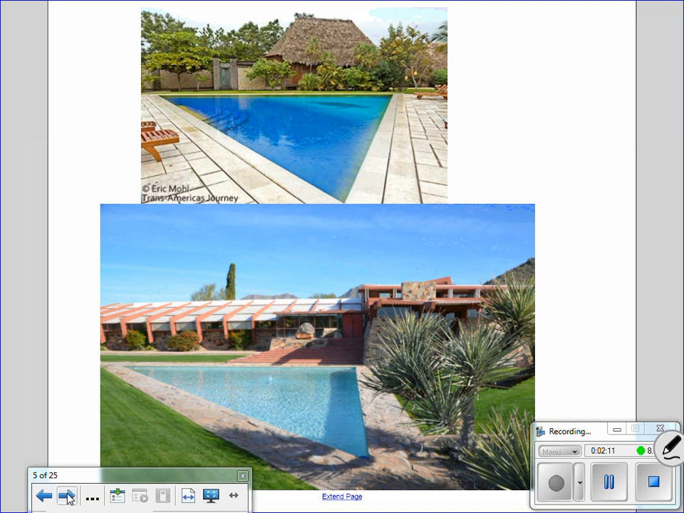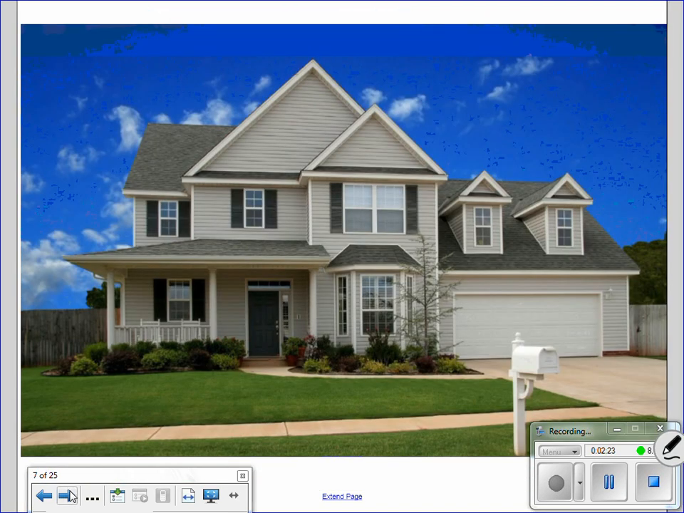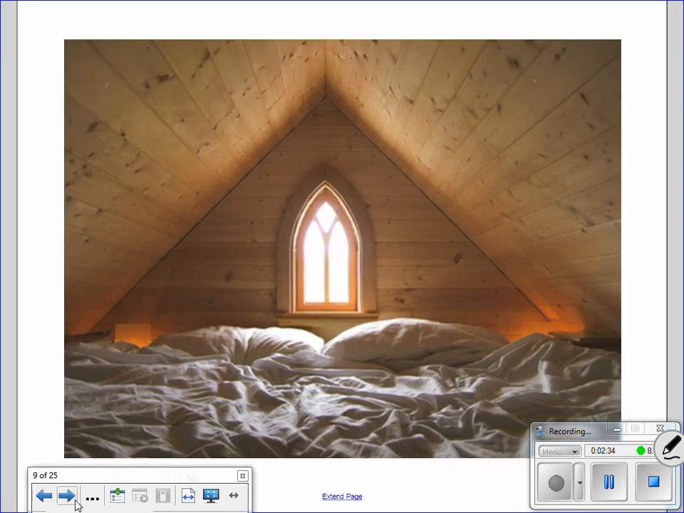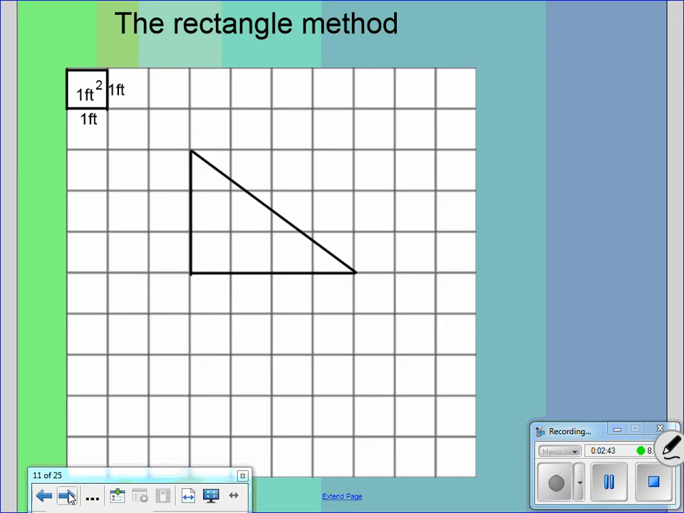Now, why is it important to find the area of a triangle? Here's some perfect real-life examples. Someday you might want a triangular swimming pool. Another area, triangular windows. Houses have triangles to them. How about this flooring? Okay, we've got triangles inside these square tiles. Perfect. Here's an attic or a loft. Triangular table.